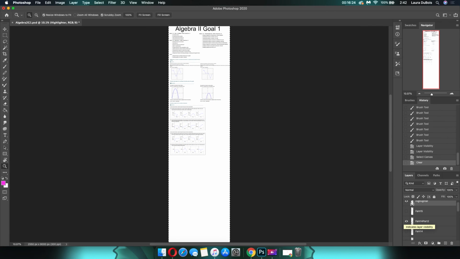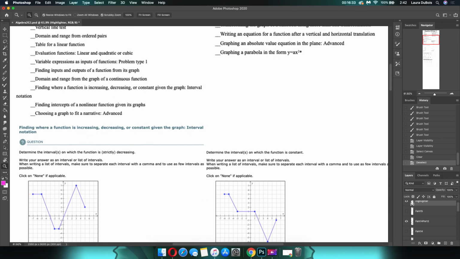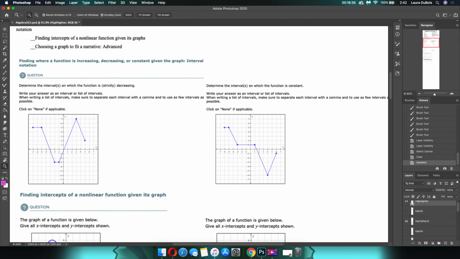All right, so now we're going to zoom in a little bit, and now we're going to go back up here. So what do we have? We are finding whether a function is increasing, decreasing, or constant given the graph. So you want to look here for this sentence. Here specifically it's looking for decreasing. So it's going down here and it's going down here.